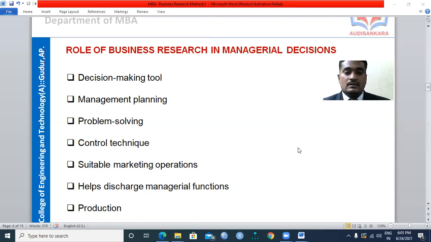The next one, suitable marketing operations. When you come to suitable marketing operations, business research, especially marketing research, will facilitate a lot to understand the customer requirements, customer satisfaction, consumer behavior, consumer attitude, and customer relationship management. In all aspects, we need to conduct intensive and rigorous research, and come up with the best possible decision making to maintain a better customer satisfaction.